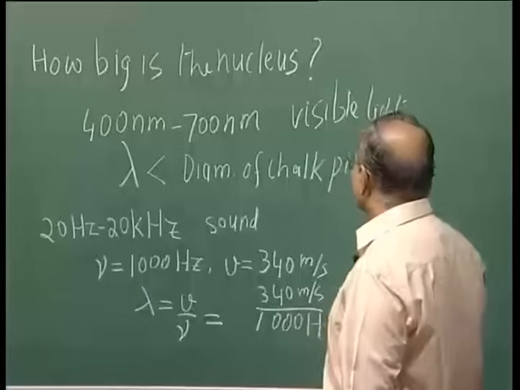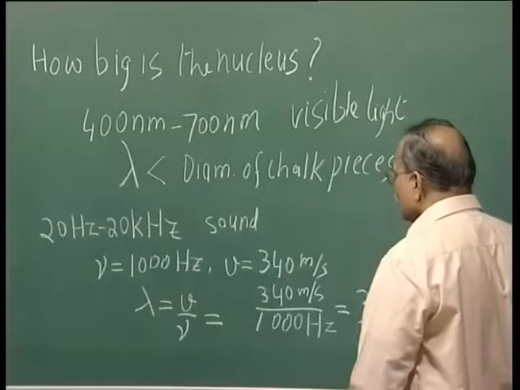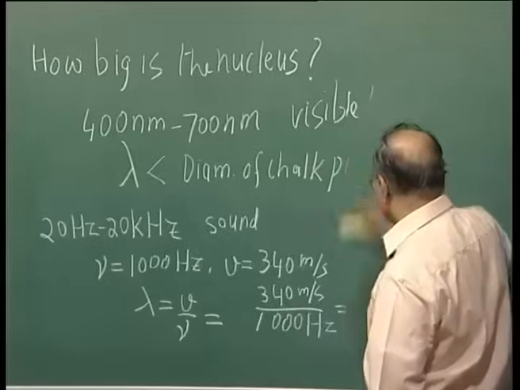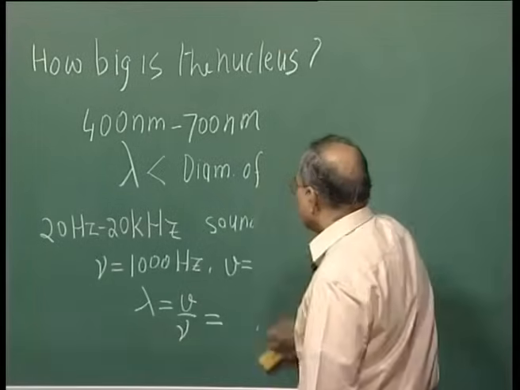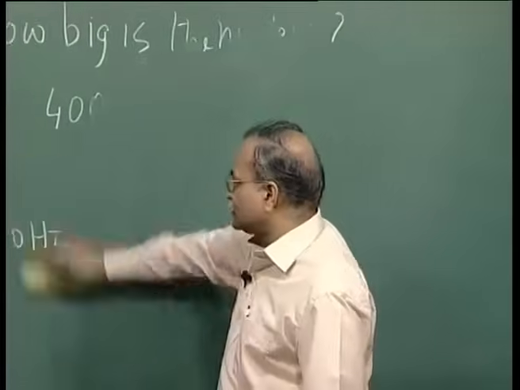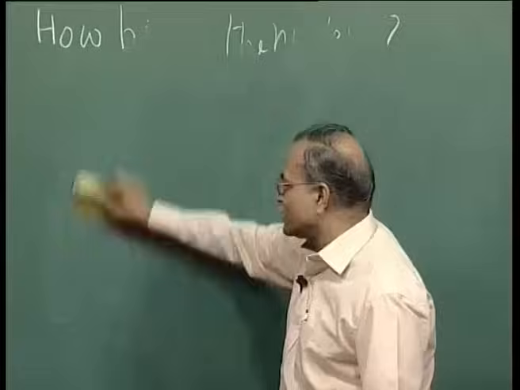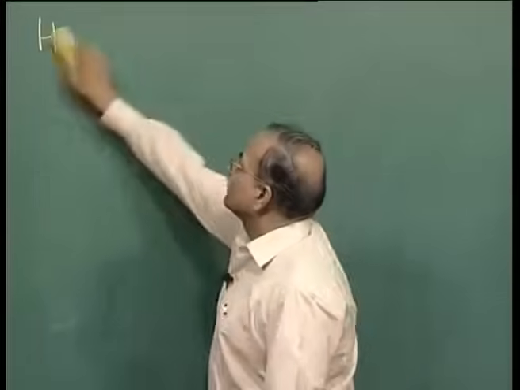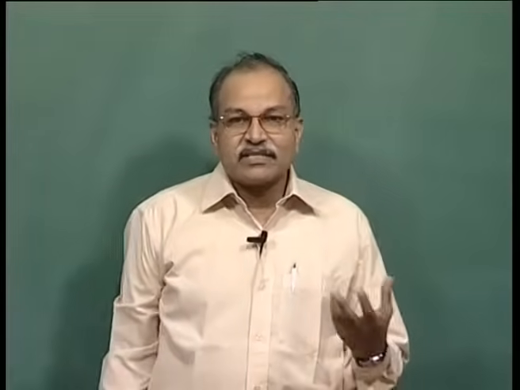Now, the nucleus. The estimate from the Rutherford scattering itself is that the nucleus is very, very small, something like 10 to the power minus 12 centimeter or so. That was the estimate of Rutherford. So, light will not do, 600 nanometers. A nanometer is 10 to the power minus 9 meters, and the nucleus size is expected to be something like 10 to the power minus 14 or minus 15 meters.